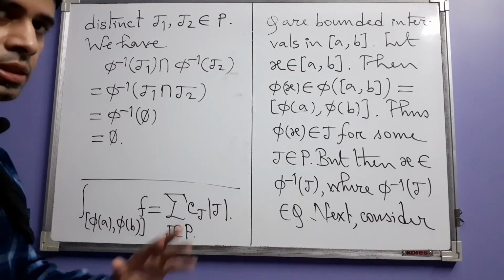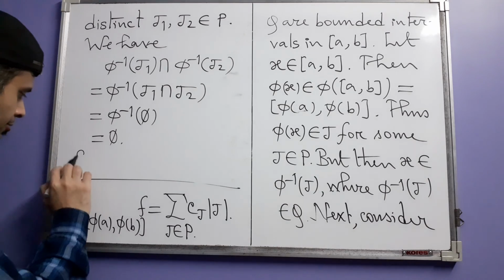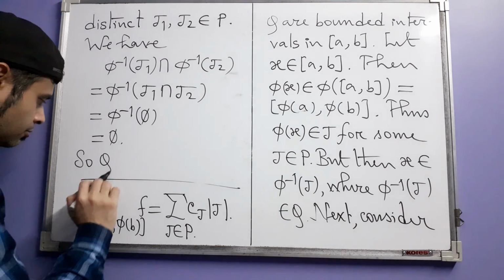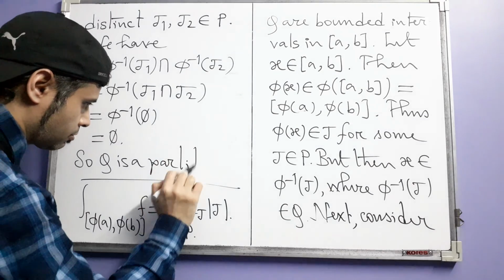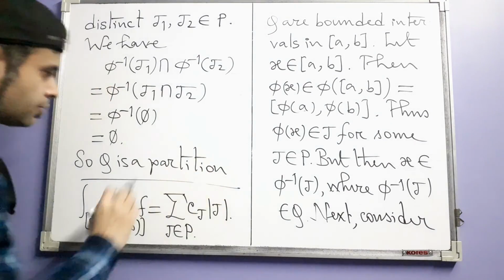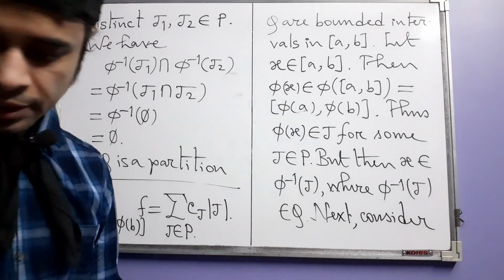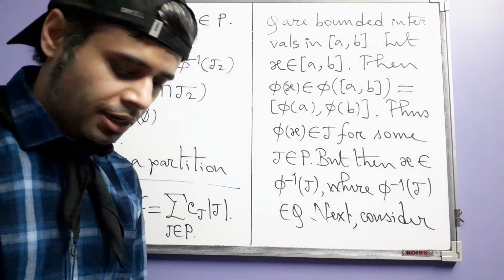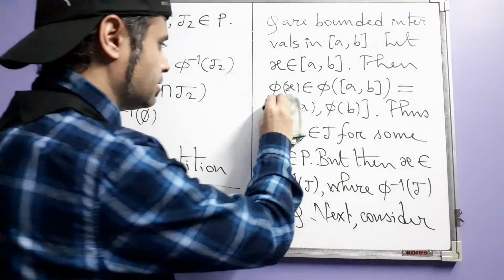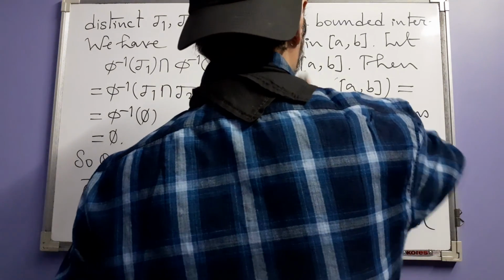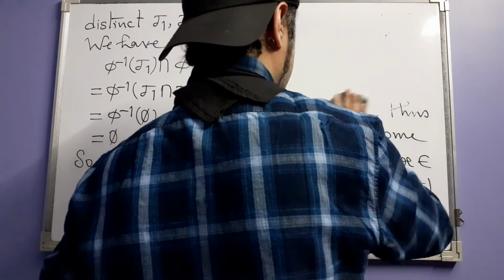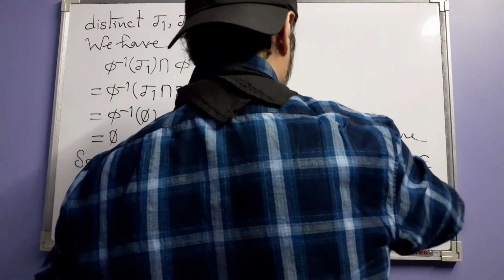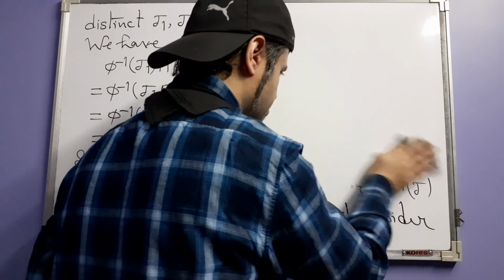So now we have all the pieces. Q is a partition of our interval, and already we have shown that f composition phi is constant on each element of Q, so it is piecewise constant with respect to this partition.